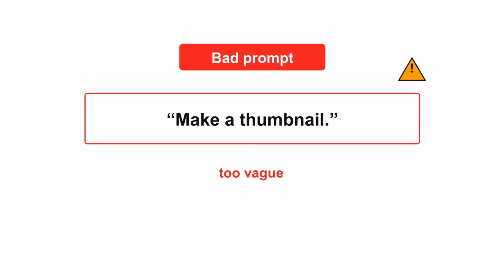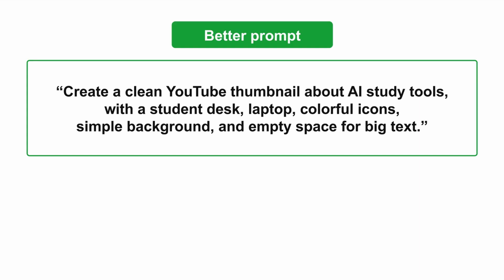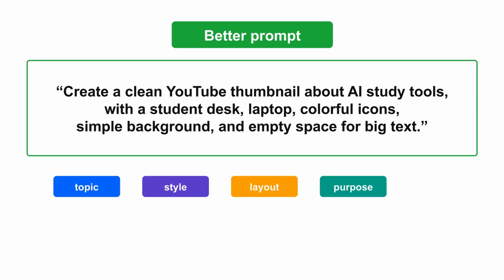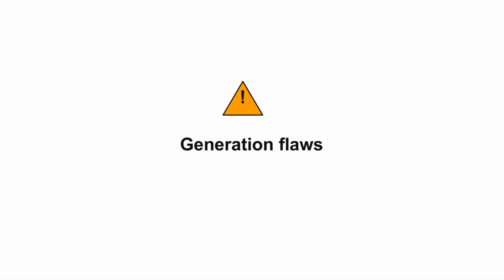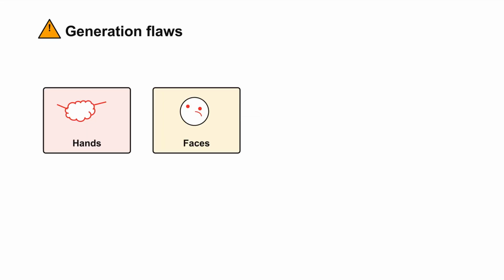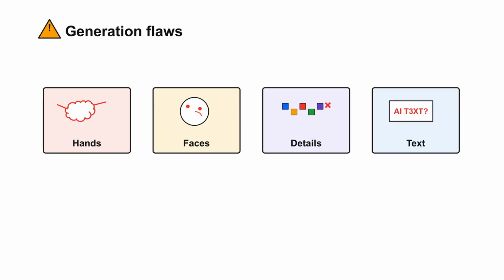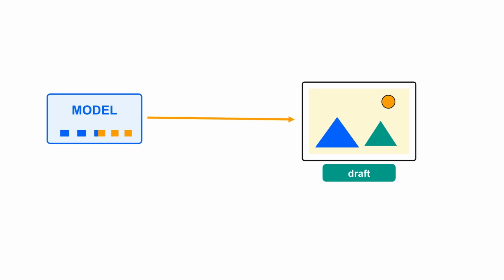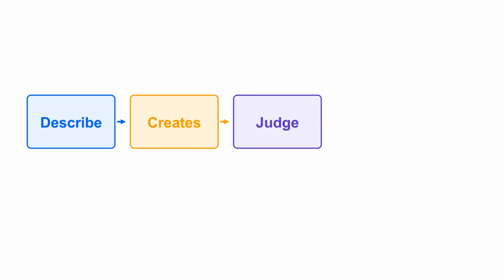Bad prompt? Make a thumbnail. Better prompt? Create a clean YouTube thumbnail about AI study tools with a student desk, laptop, colorful icons, simple background, and empty space for big text. Now the AI knows the topic, style, layout, and purpose. Still, image generation has flaws. Hands can look weird, faces can drift, small details can break. Text inside images can come out cursed, so use AI for the visual draft, then edit the final layout yourself. You describe. It creates, you judge, you fix.